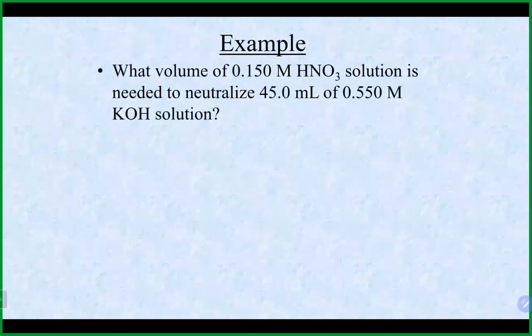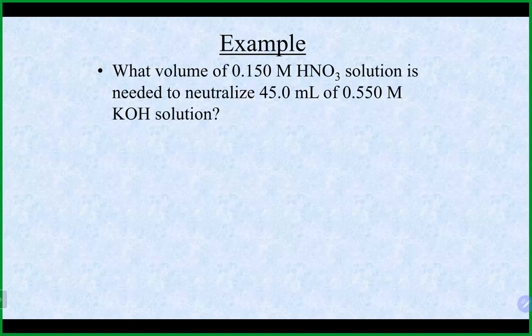What volume of 0.15 molar nitric acid is needed to neutralize 45 milliliters of 0.55 molar potassium hydroxide? So why don't you approach it like a problem here? It is really a titration problem. So see what you come up with here. So it is really also a stoichiometry problem. So some equations, some moles, give it a go. The problem really is still a stoichiometry problem.